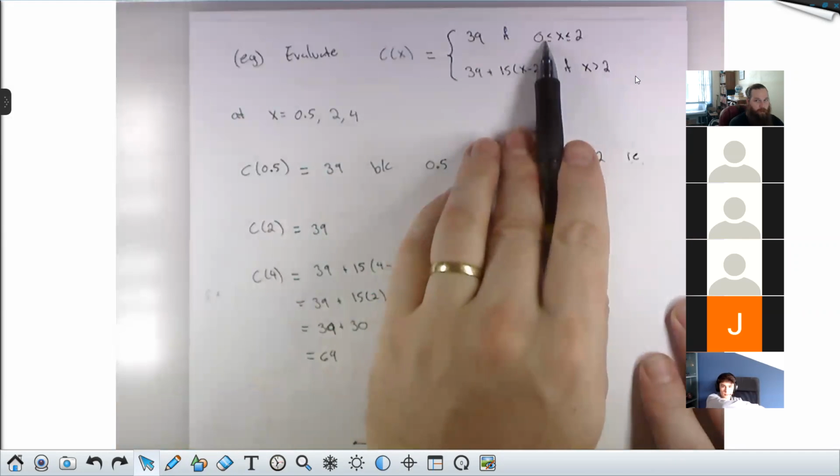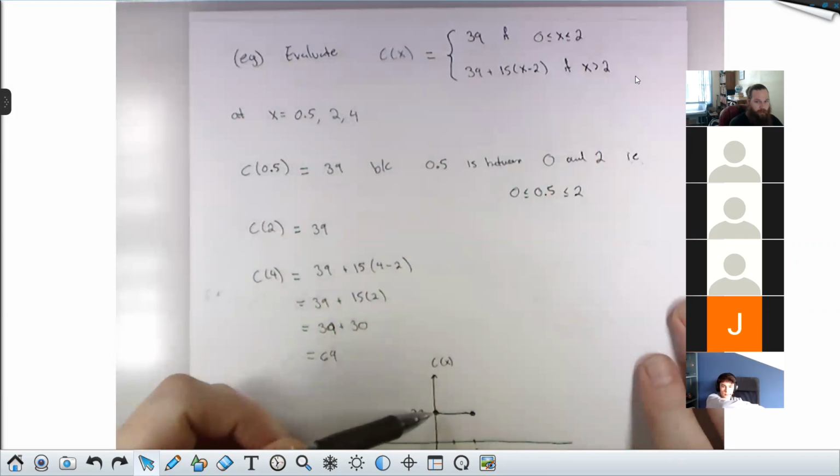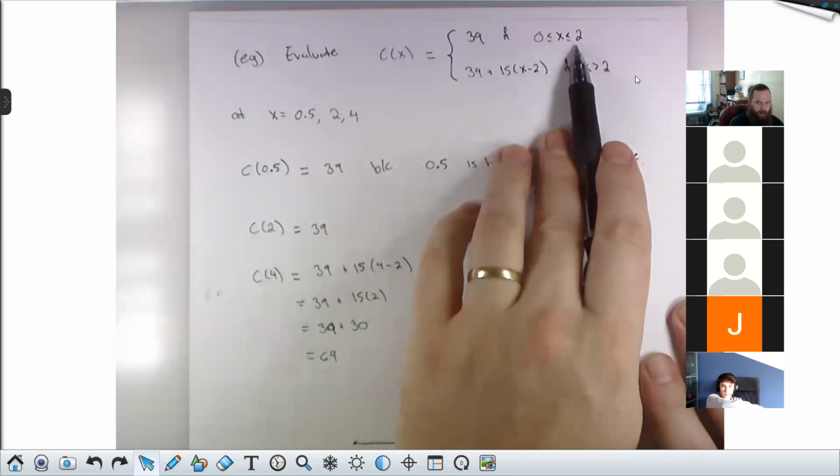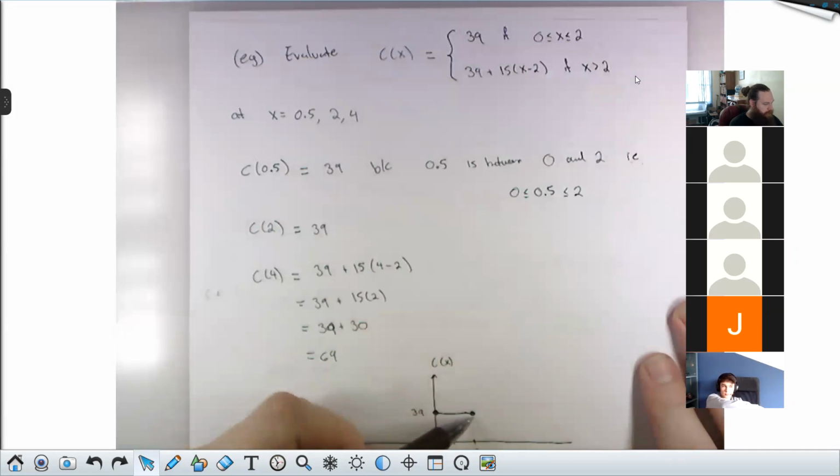And because in my definition here, I have less than or equal to at 0, I'm going to use a filled in point there. Because at the right endpoint, I have a less than or equal to at 2, I'll use a filled in point there.